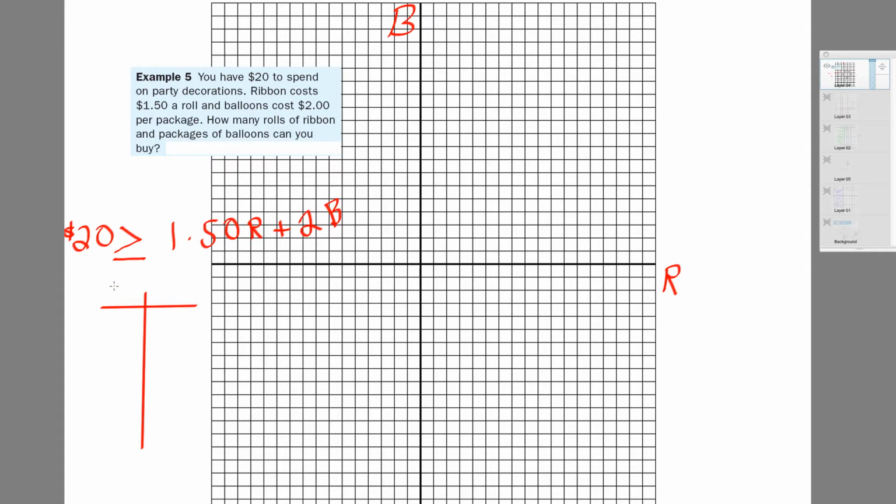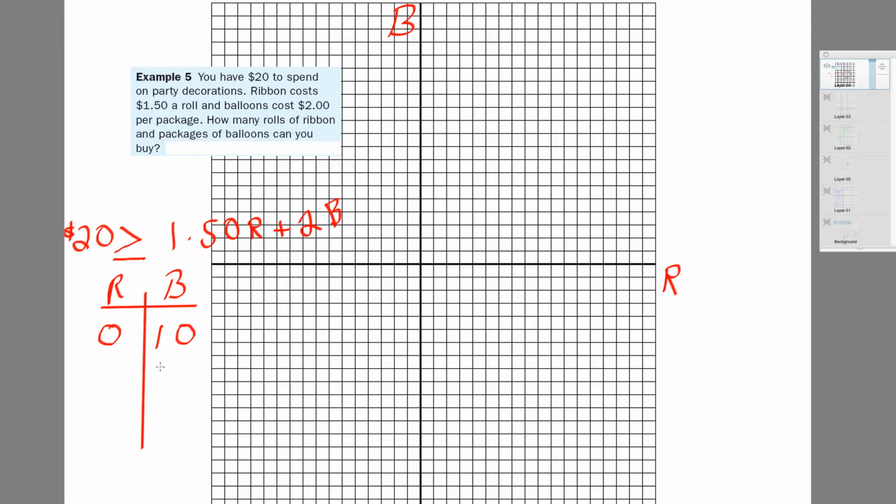R and B. So when R is 0, B is 10, because 2 times 10 is 20. Now it's a little bit more difficult for me to look at if B is 0, because I'm going to get some weird fractional result. So I might want to try something else.